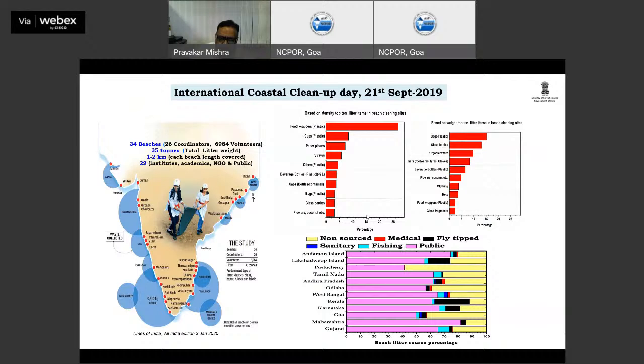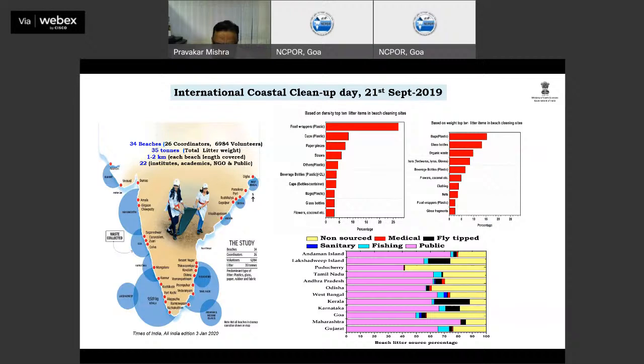Most of the plastic items we got are single-use plastics coming from tourism activities. The beachgoers take material from the nearby shops and litter the beaches. On some beaches, though the corporation or the municipality cleans the beaches on a regular basis, there is a lack of awareness programs, as a result of which the same situation always exists.